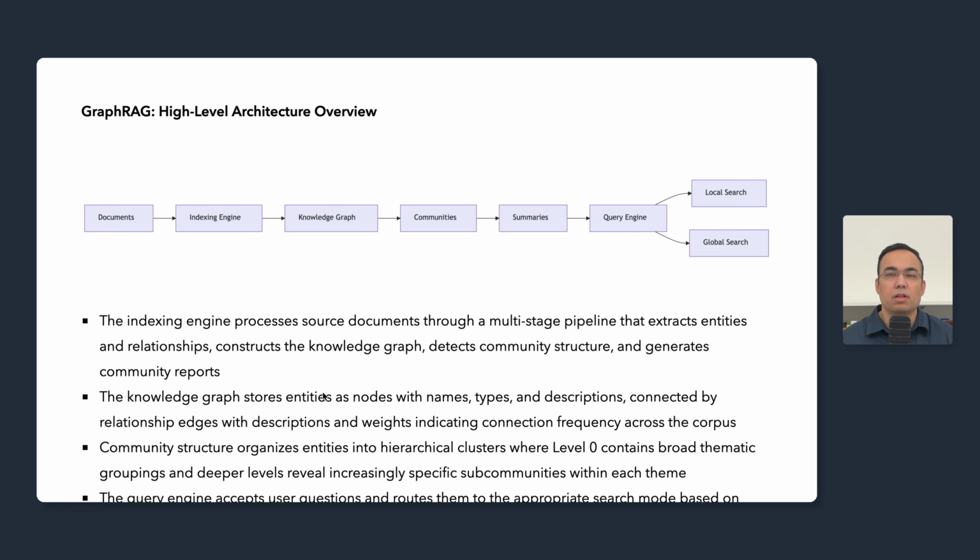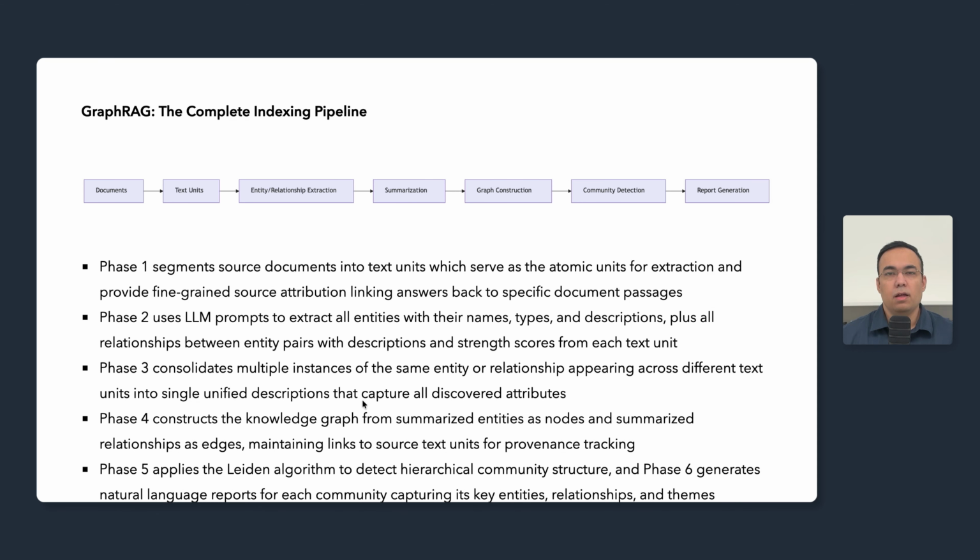Now let's talk about the indexing pipeline in more detail to understand exactly how documents are transformed into these knowledge structures. Now let's talk about the complete indexing pipeline and understand each phase of how GraphRAG transforms raw documents into queryable knowledge structures. The pipeline consists of 6 distinct phases, and understanding each phase will help you tune the system for your specific use case.